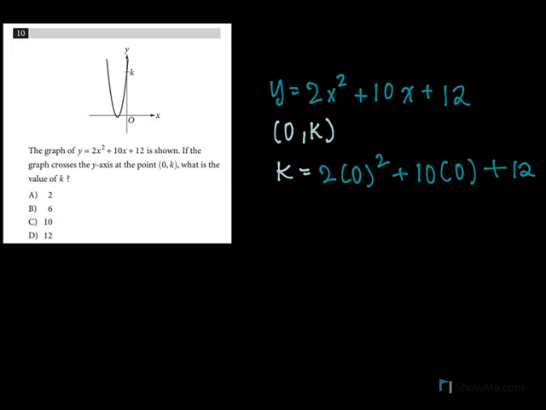And we know that 0 times a number is just going to be 0. So 2 times 0 squared, and 0 squared is also 0, and 10 times 0 is also 0. That just leaves us with k equals 12. So the y value k right here would be positive 12, and in our answer options that would be D, 12.